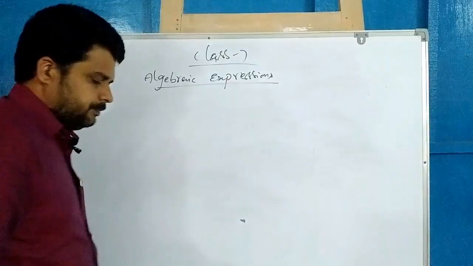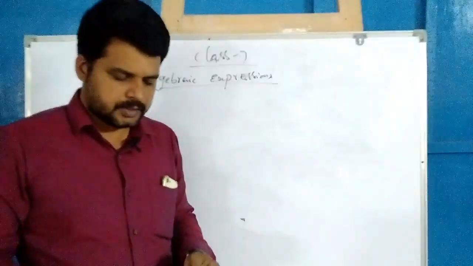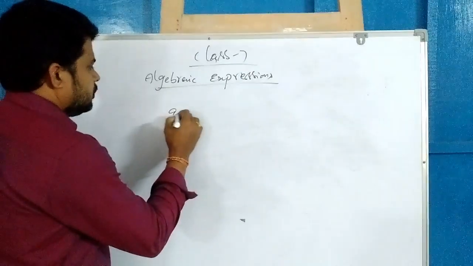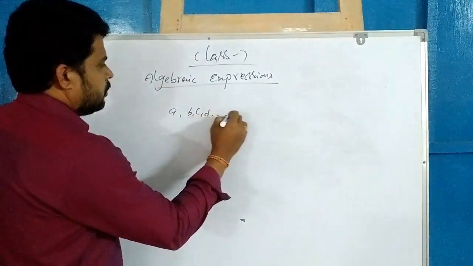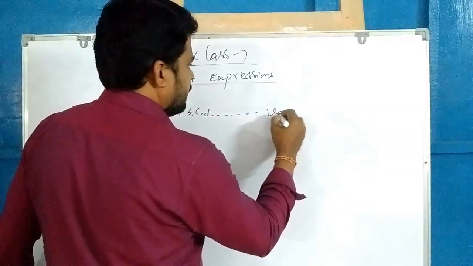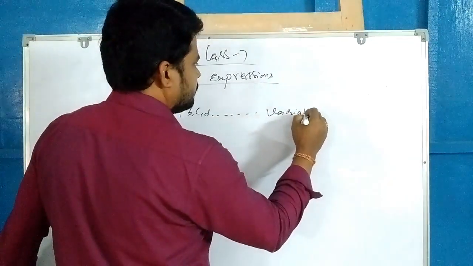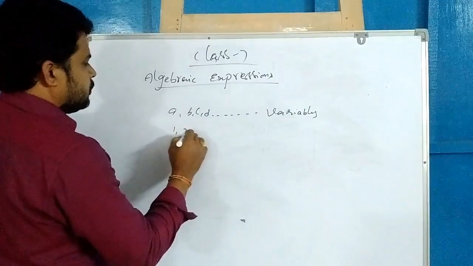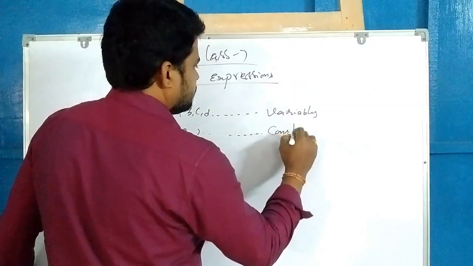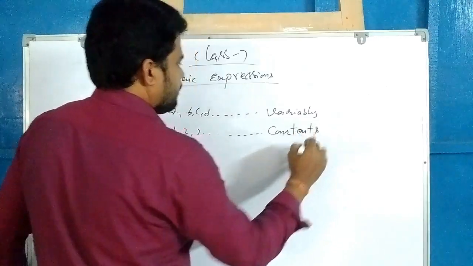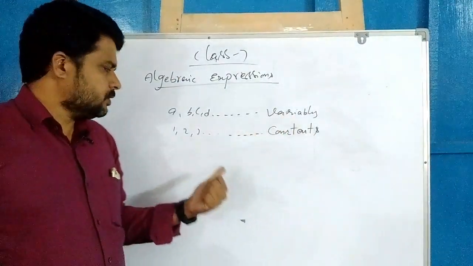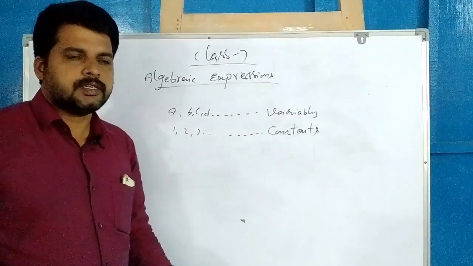First of all, what is an algebraic expression? We know alphabetical letters are variables, and we also know numbers are called constants. So alphabetical letters are taken as variables, and numbers are taken as constants.